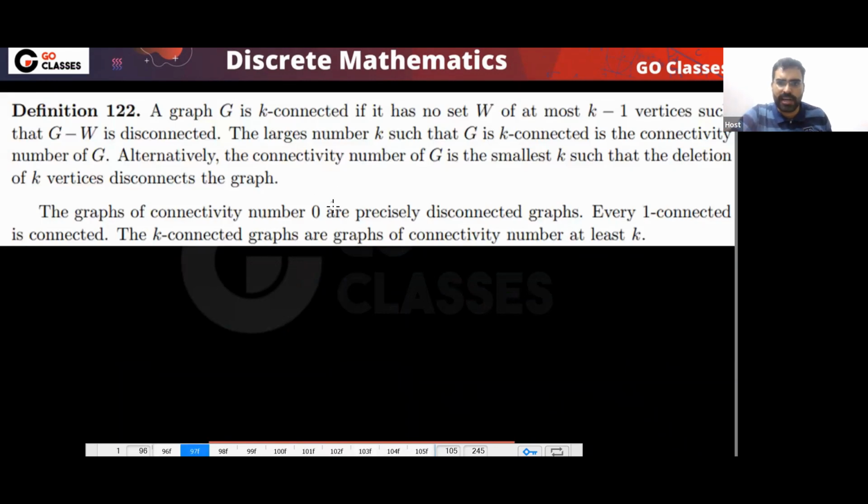So this is the complete idea. I hope this concept is clear. Please tell me, this is the complete concept. The connectivity number is 0 for a disconnected graph. If your graph is already disconnected, then the connectivity number will be 0.